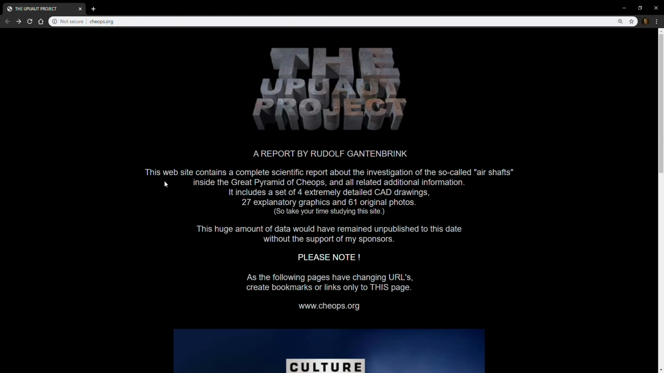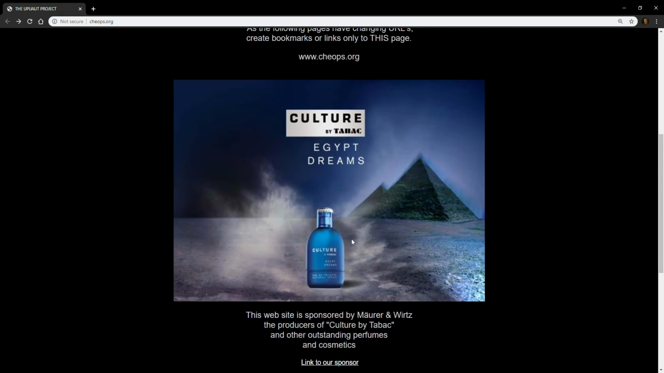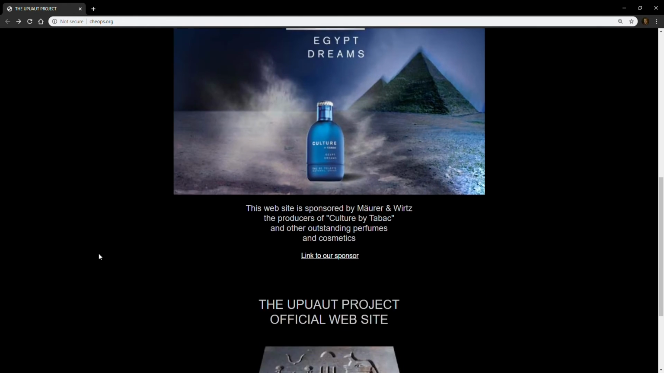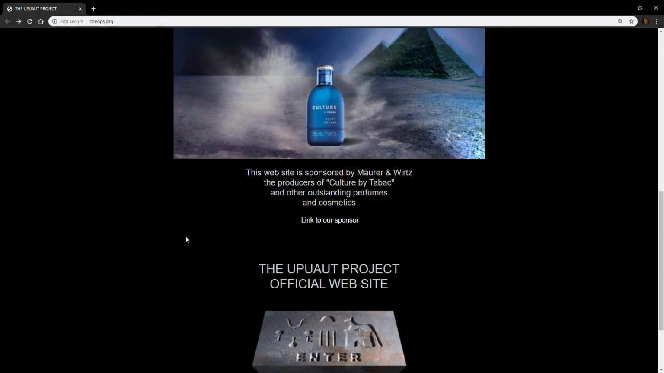You can see it's a little bit outdated. It was built in 1999, and for example here, it says: please note as the following pages have changing URLs, create bookmarks or links only to this page, which is kind of ironic because this page has not changed at all since 1999. Except this: when I go to archive.org and look at how the page looked, only this logo has changed, and the link to the sponsor doesn't work anymore.